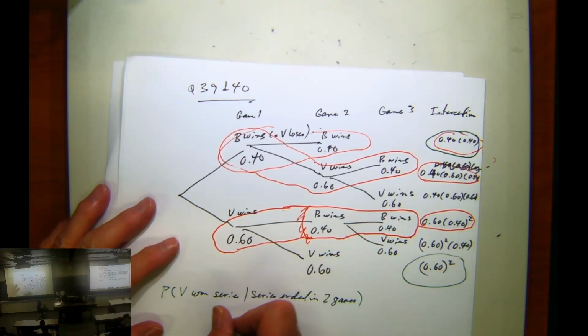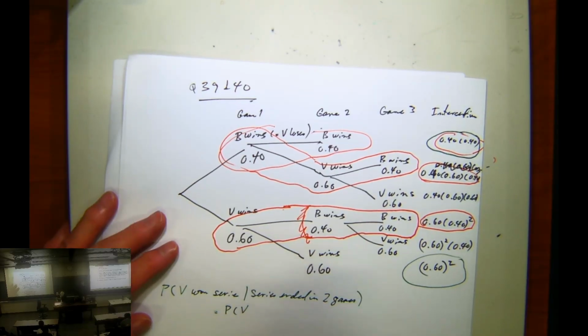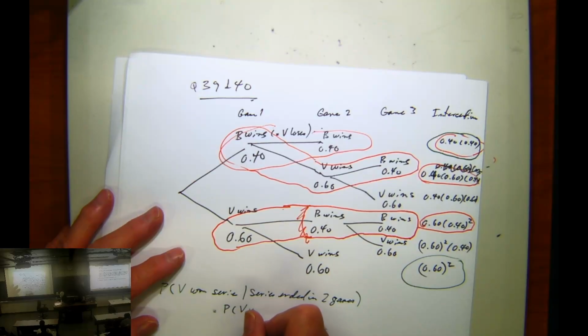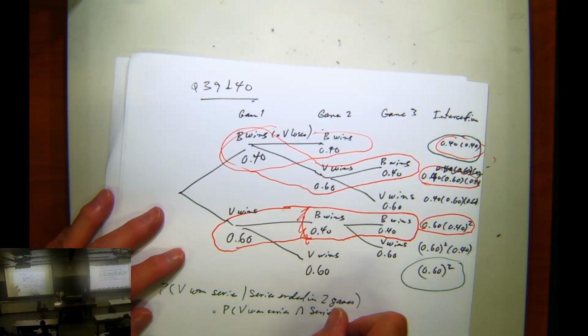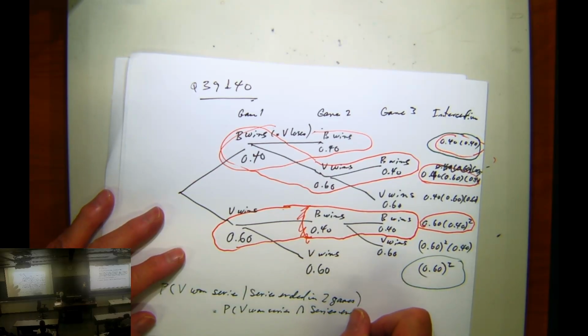And so that's going to be the probability that Veronica won the series, intersected with the series ended in 2 games, divided by the probability the series ended in 2 games.